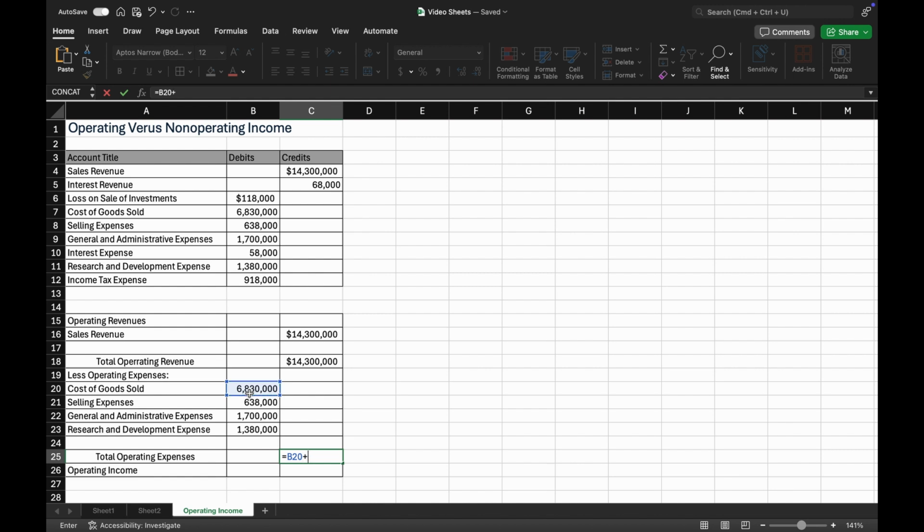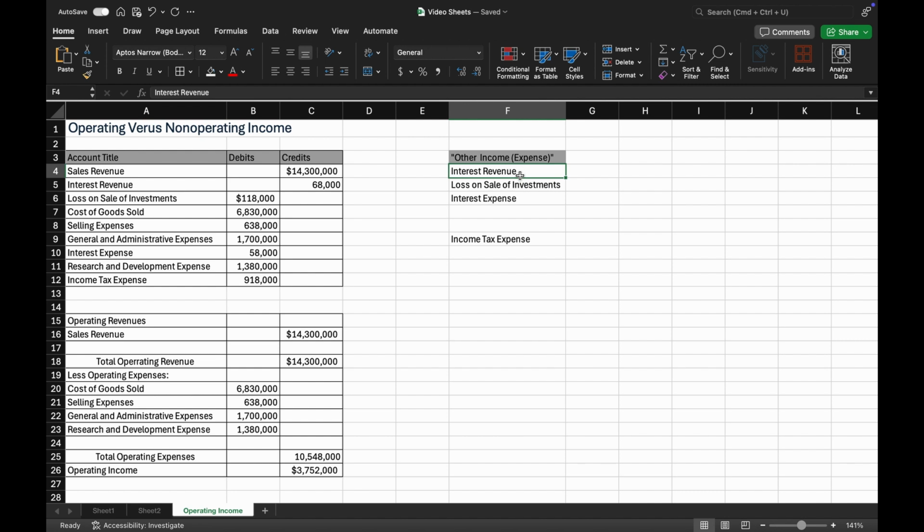$6,830,000 plus $638,000 plus $1,700,000 plus $1,380,000, which comes out to $10,548,000 for total operating expenses. From here, subtract the total operating expenses from the total operating revenue, so $14,300,000 minus $10,548,000, which comes out to $3,752,000 for operating income of the Panda Corporation.